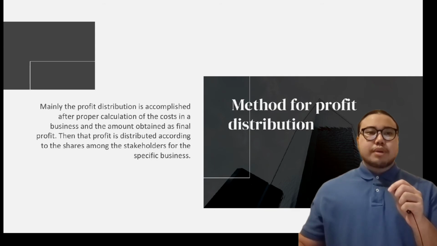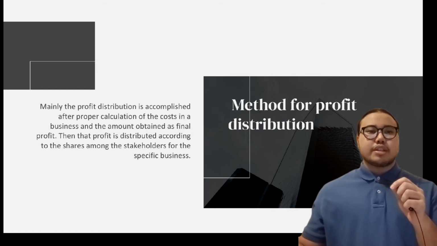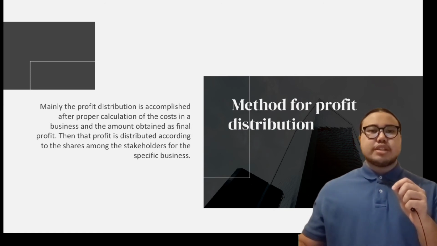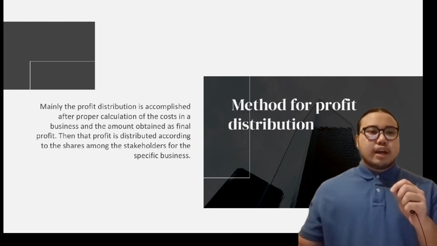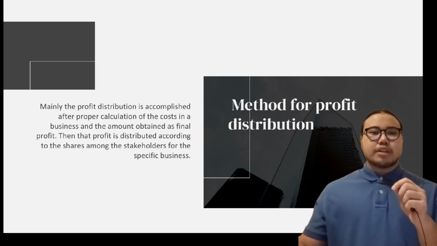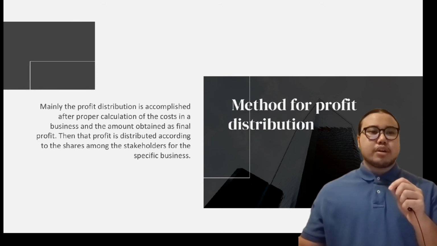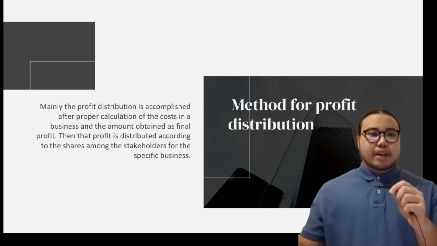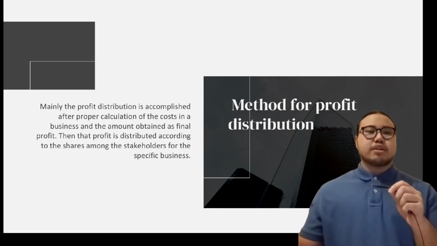First of all, what is the method for profit distribution? Mainly, the profit distribution is accomplished by proper calculation of the cost in a business and the amount obtained as final profit. Then that profit is distributed according to the amount obtained as final profit. Then the profit is distributed to the shares among the stockholders for the specific business. There are different procedures of profit distribution in fields, export centers, distribution centers, and pack houses. It is required that the distribution of cash and profit should be planned and done systematically. Usually, the revenues are distributed among the various cost centers of the branch of a workplace.